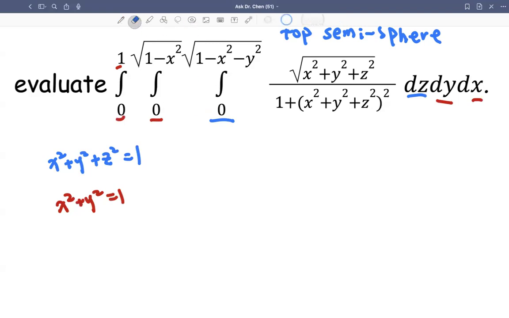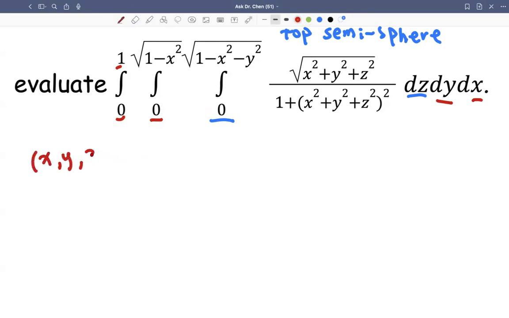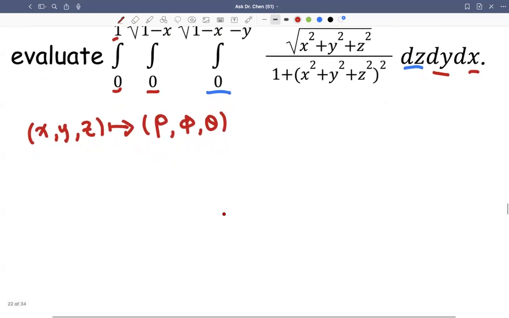We want to change the variables. This x, y, z Cartesian coordinates, we want to use spherical coordinates. Basically, we want to change to rho, phi, theta. So what does it mean? Let's see the picture.